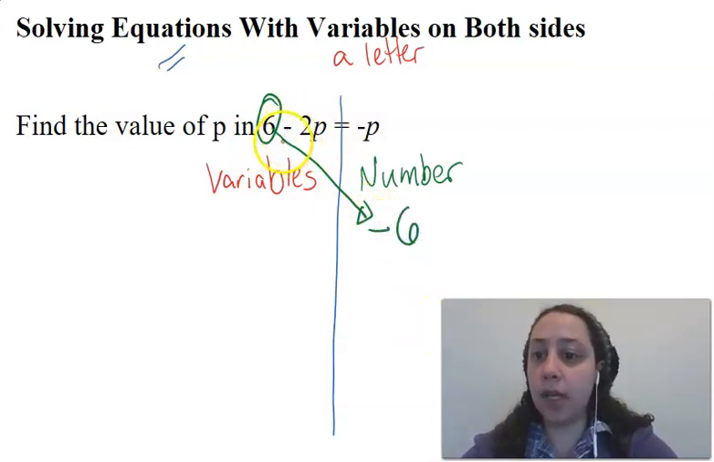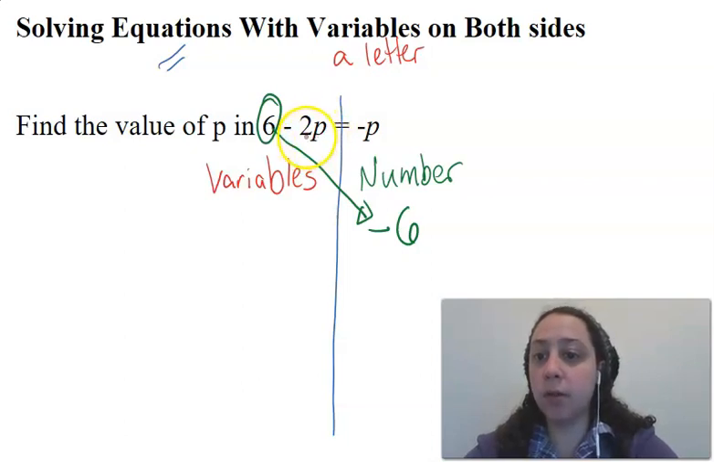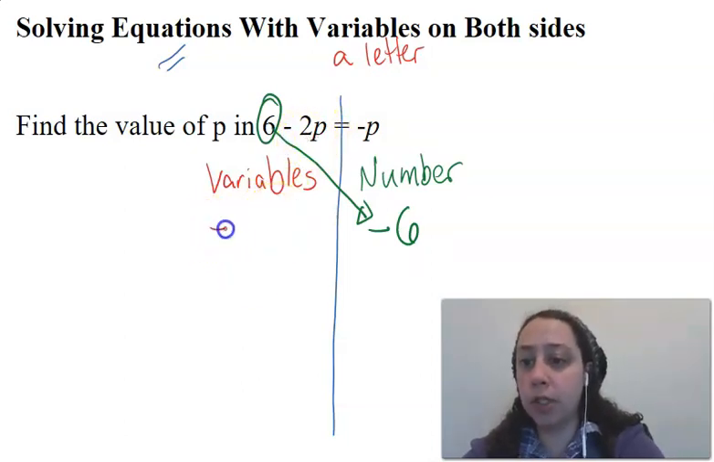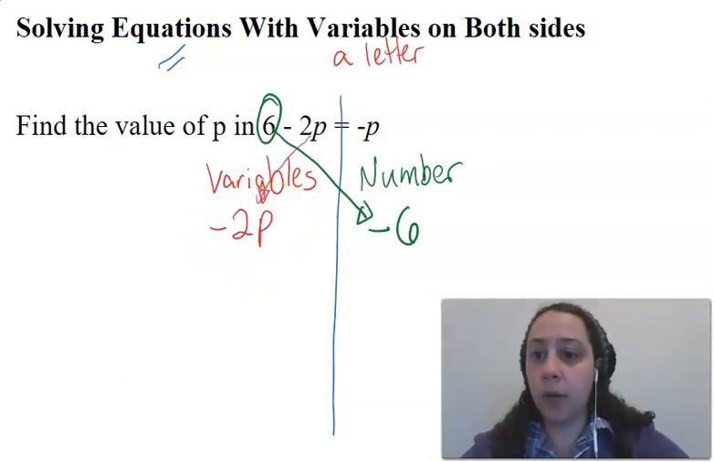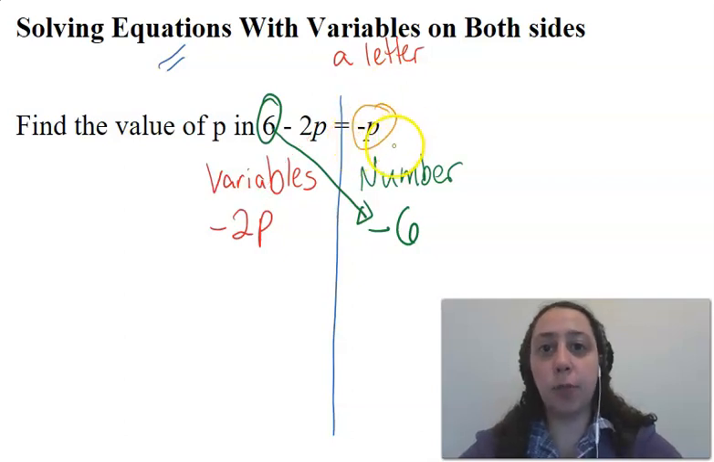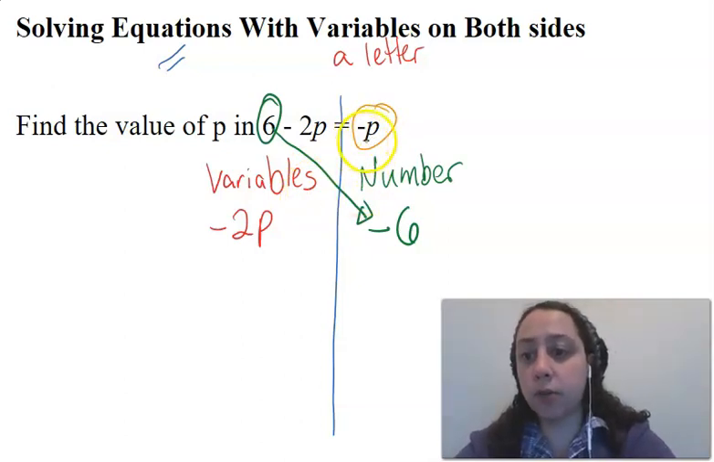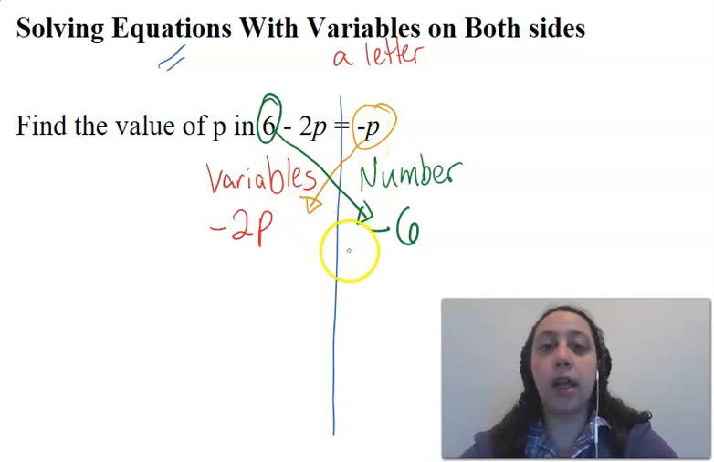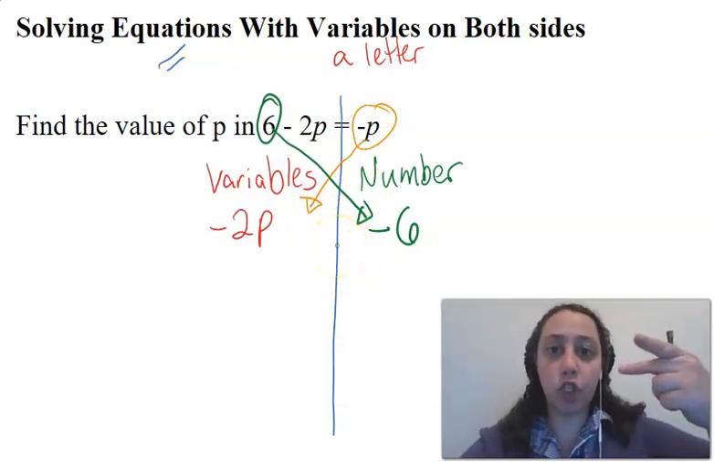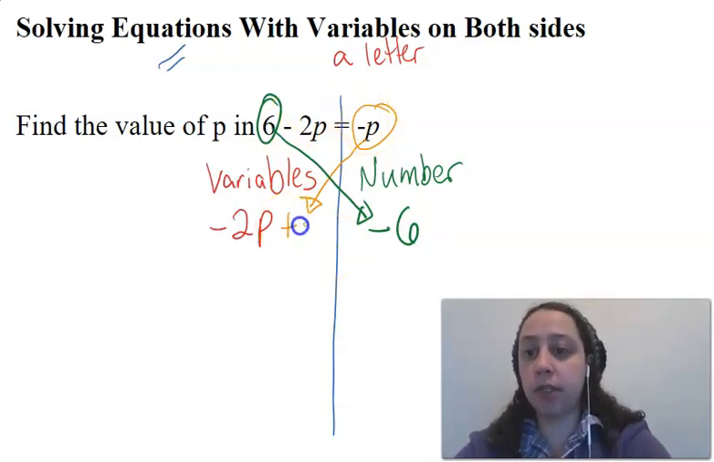Now we have negative 2p. Does that have a variable? Yes, it has p. So this is already on the variable side. So we're going to just put it down. Now, we still have this negative p on the right side. Negative p, does that have a variable? Yes, p is the variable. So we need to also move this to the other side. And to move it to the other side, we have to change the sign. So here it's negative, the inverse is positive.